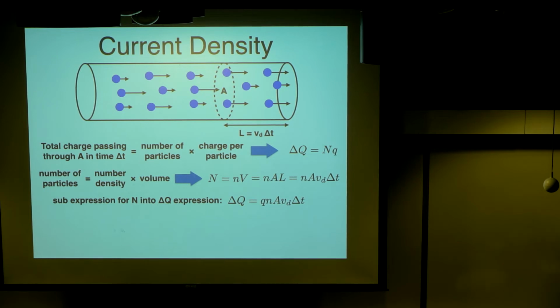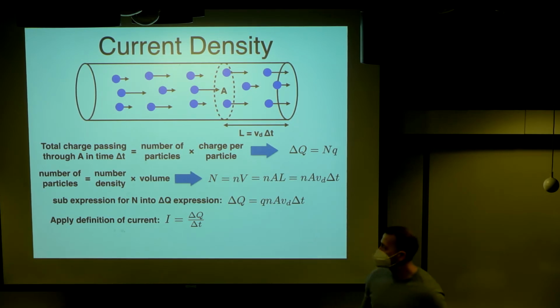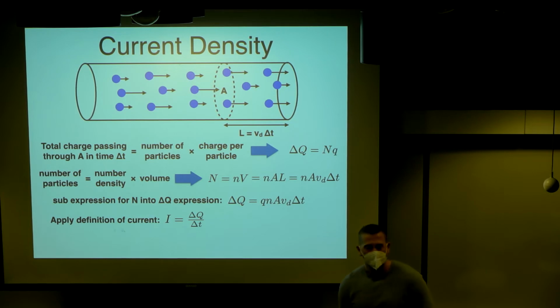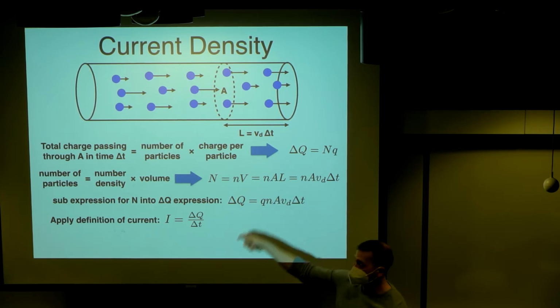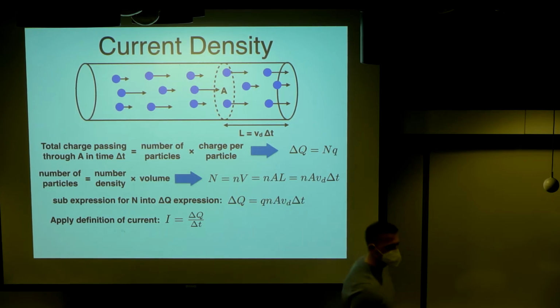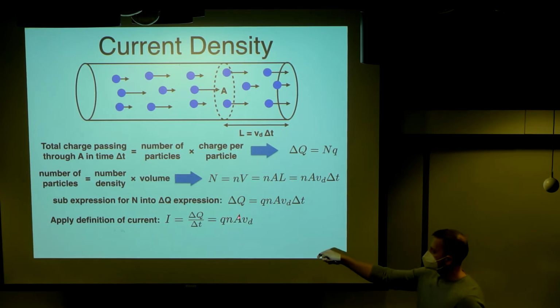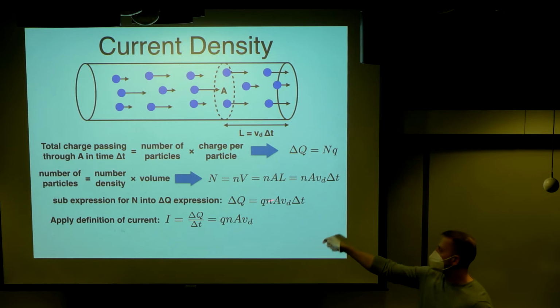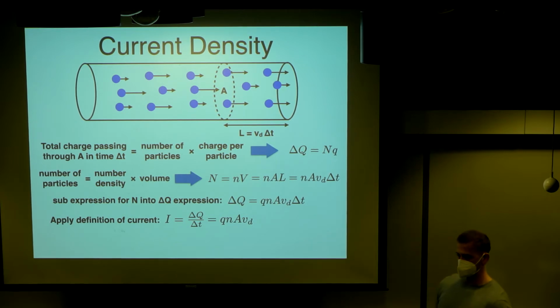Okay, here's what we'll do next. This is what you asked about. We're now going to apply the definition of current. The definition of current is delta Q divided by delta t. It's the amount of charge that has passed through this area divided by the time interval it took to pass through that area. That's what current is referring to. So what do we get when we divide out the delta t from here? We just cancel it out, right? It's pretty simple. We just get q, n, A, vd. When we divide out the delta t, we just get rid of it at the end of the expression, okay?